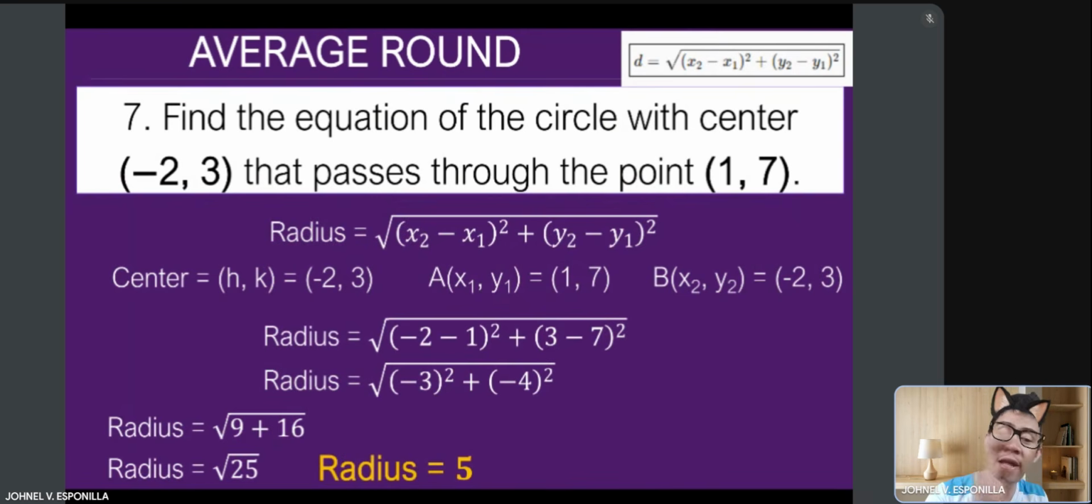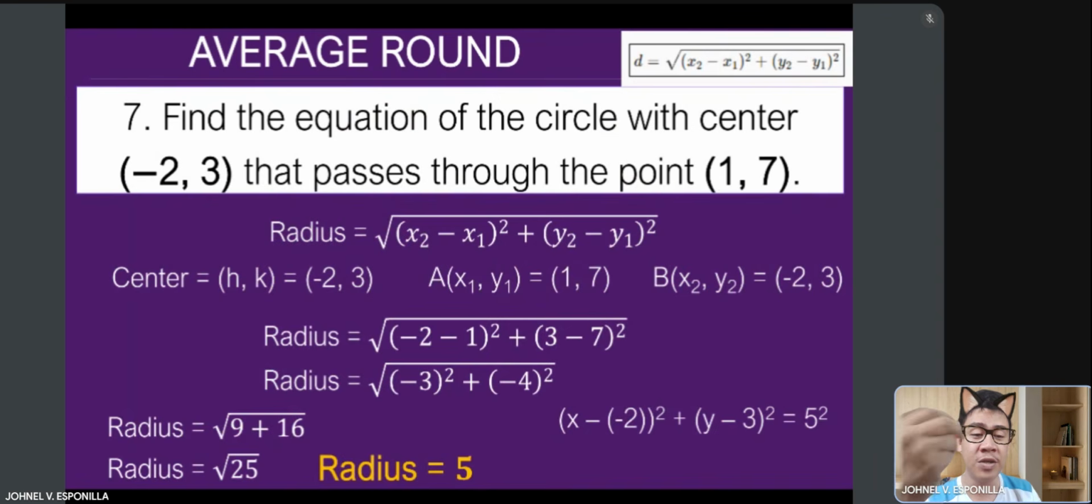Okay? So, nakuha na natin yung radius, pero ang goal talaga natin dito ay makuha yung equation. Since nakuha natin yung radius, pwede na natin magamit yung standard equation. So ano nga ulit yon? That is x minus h squared plus the square of y minus k is equal to r squared.